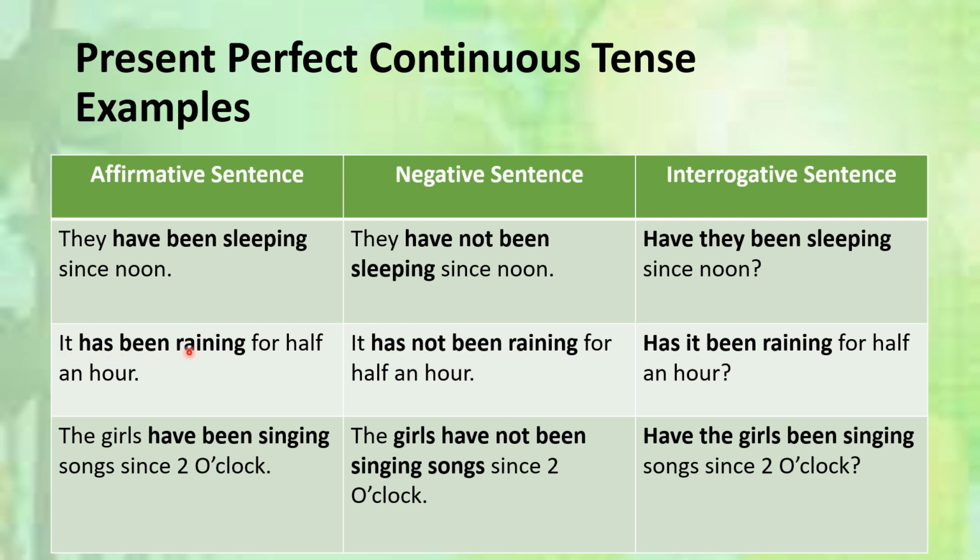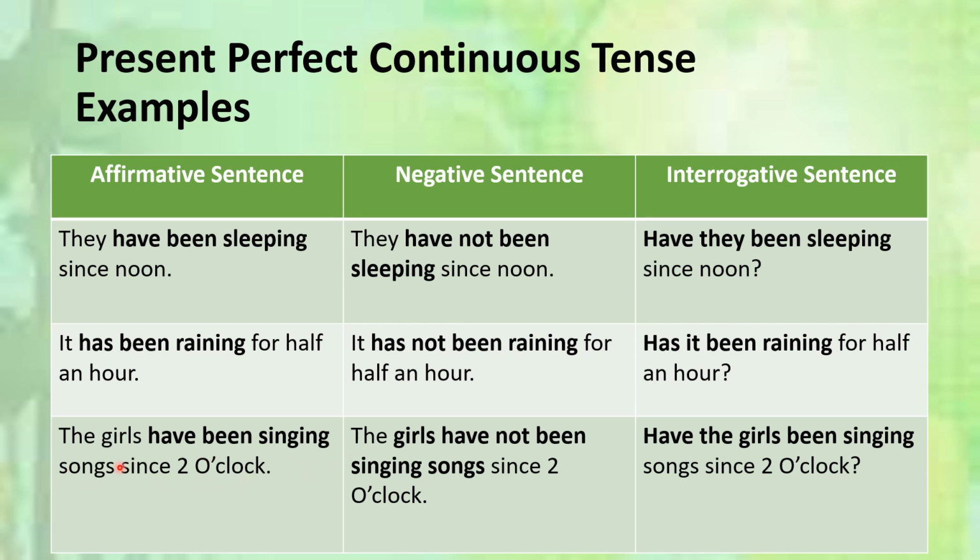it has been raining for half an hour. It has not been raining for half an hour. Has it been raining for half an hour? The girls have been singing songs since 2 o'clock.